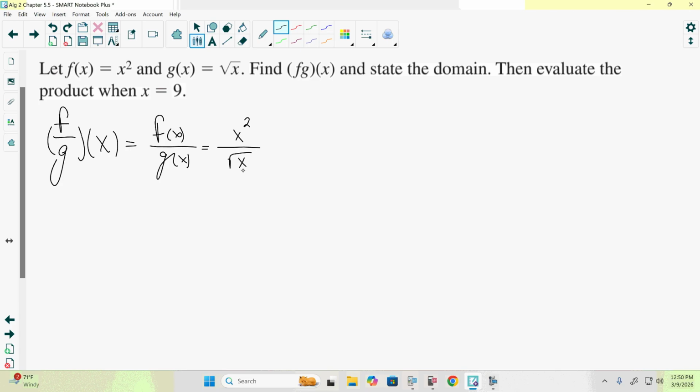So for this assignment, this is the final answer. We can leave it as this here. Normally we would have to multiply by the square root of x to rationalize it, giving us x squared times the square root of x over x, which would just be x times the square root of x, because it would simplify down. But for the homework, we can leave it as this. We can then find f divided by g of 9, which would be 9 squared over the square root of 9, so 81 divided by 3, which would be 27.